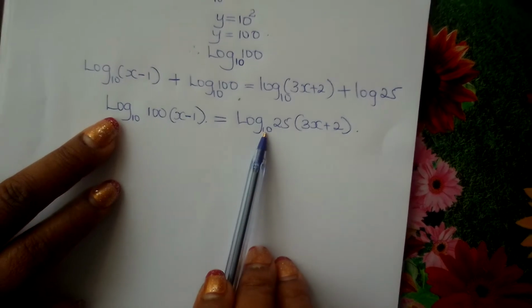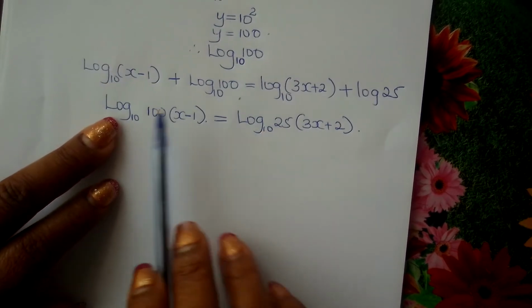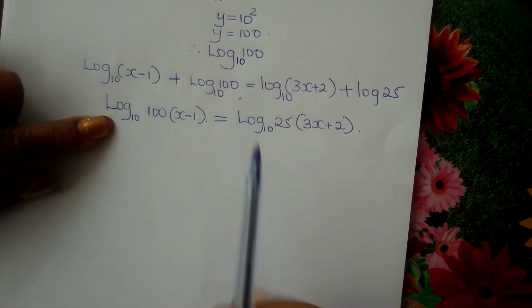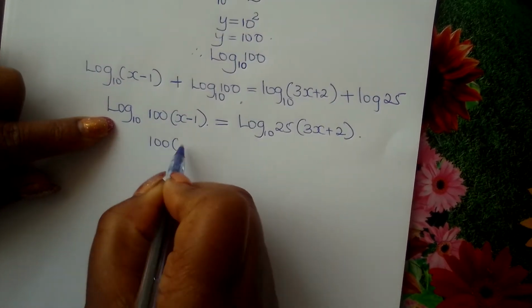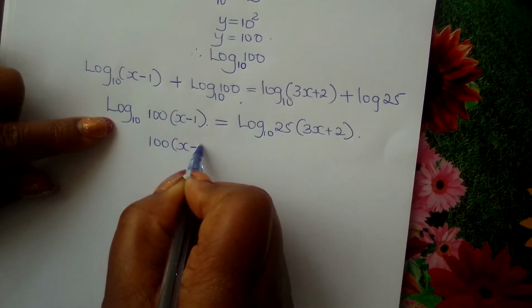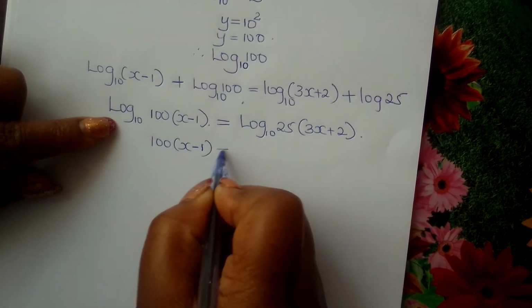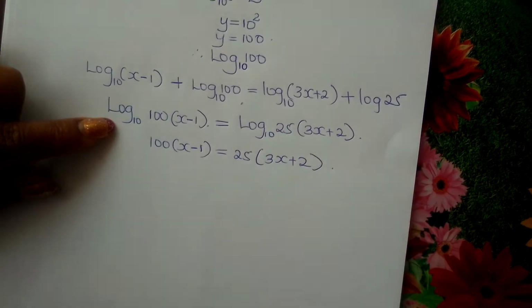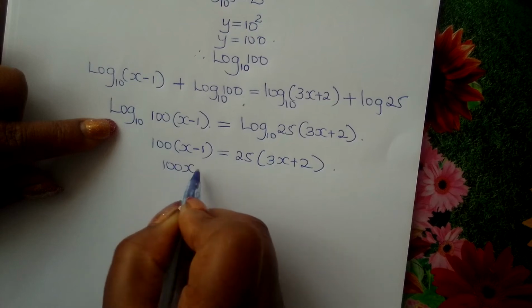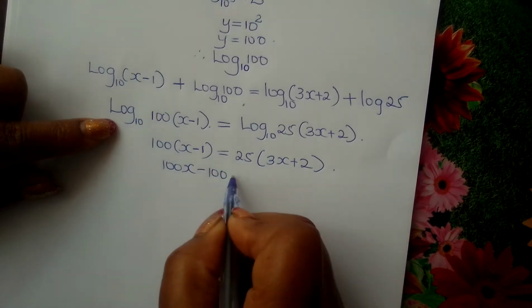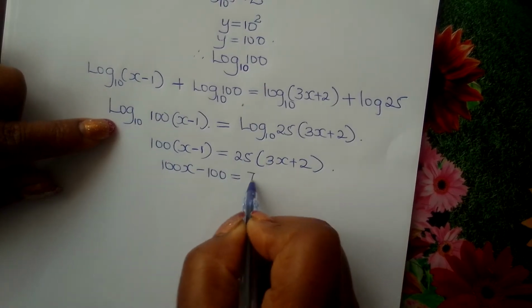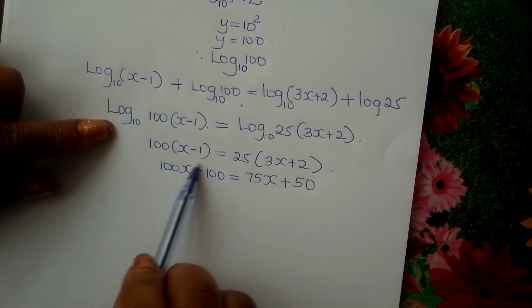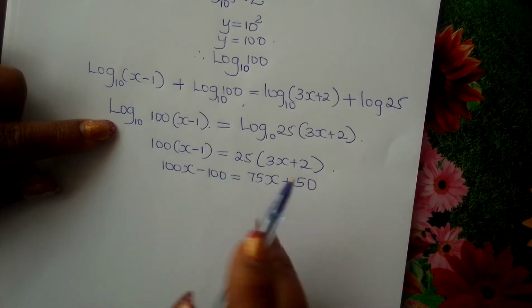Good. So from there, learner, you look at your equation. You have logs on both sides of the equal to sign. Drop them, just like we did in the other one. Drop these 2 logs, and therefore you end up with 100 in brackets x minus 1 is equals to 25 in brackets 3x plus 2. Remove the brackets, learner. So this gives you that is equals to what? 75x plus 50. Put the like terms together.